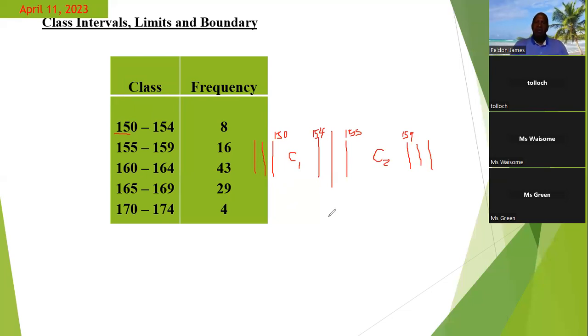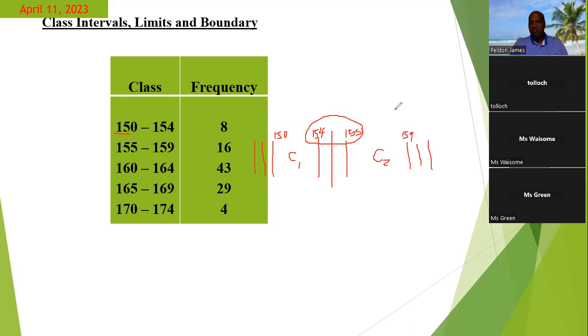Now, suppose we know that the upper limit of the lower class here is 154. The lower limit of the next class is 155. How can we use these two numbers to determine the middle here? How would you find the middle between these two numbers? What would be the midway between 154 and 155?